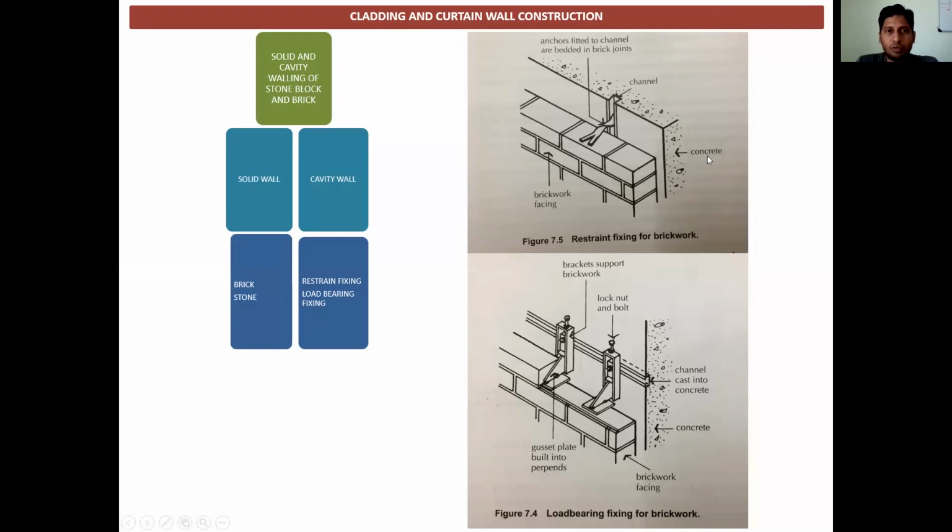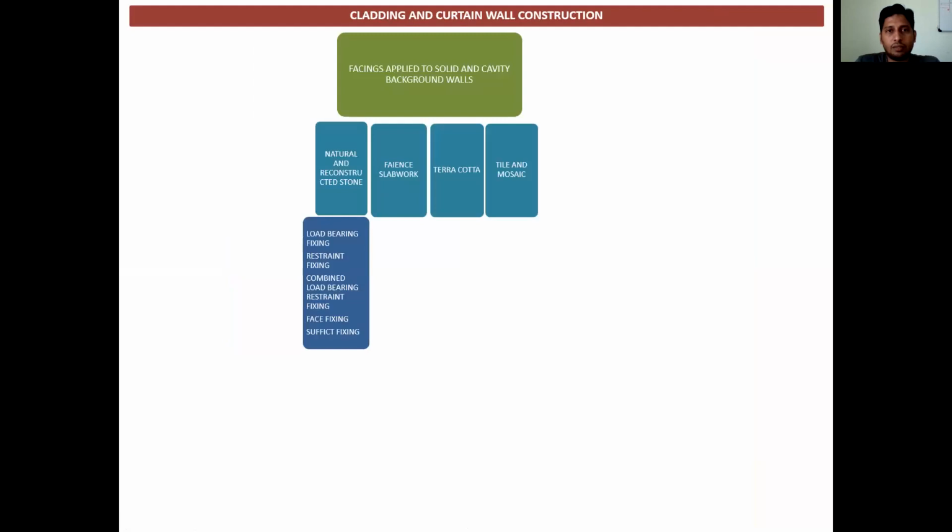So we are moving forward with the next topic, that is facings applied to solid and cavity background walls. It is subdivided into natural and reconstructed stone, faience slab work, terracotta, tile, and mosaic works.